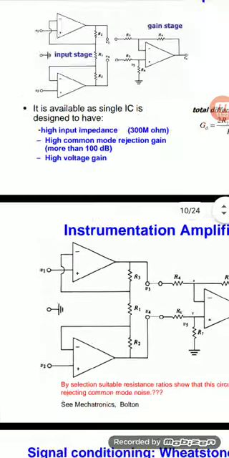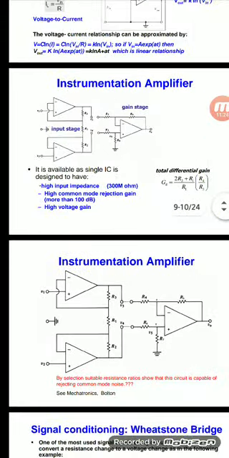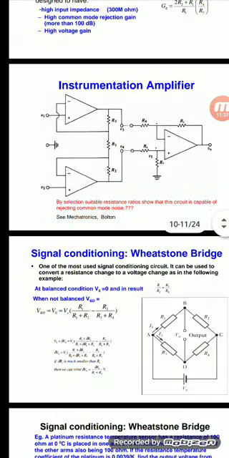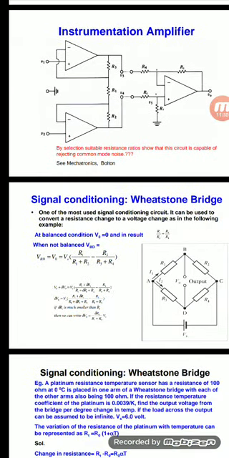Next, these input and output condition signals in the IC are designed to have high input impedance, high common mode rejection, gain more than 100 dB, and high voltage gain. And the signal conducting Wheatstone bridge. Next, the bridge means a bridge rectifier. These bridge rectifiers totally depend upon converting AC to DC conditions.